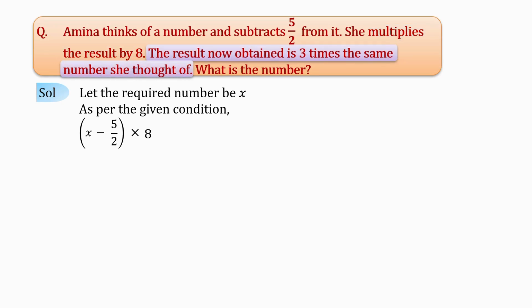The result now obtained is 3 times the same number she thought of. So that is equal to 3 times the number she has thought of, and the number she has thought of is x. So this is the equation.